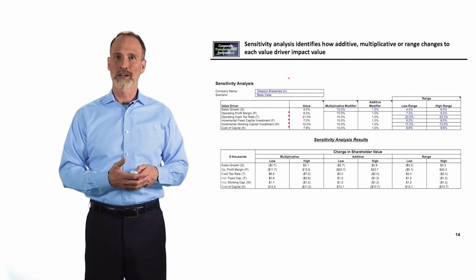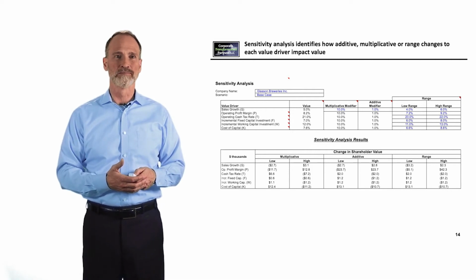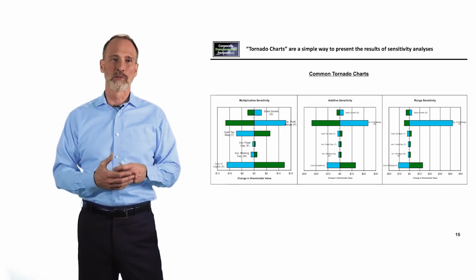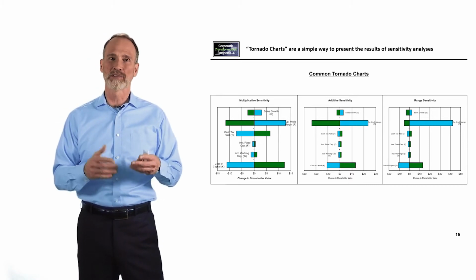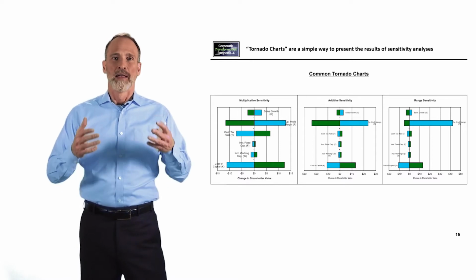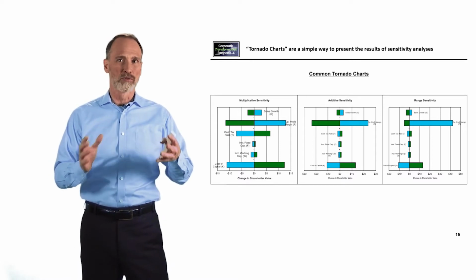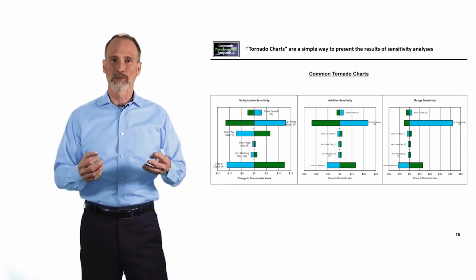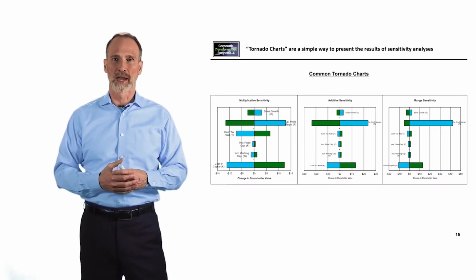Let's take a look at what kind of company we're dealing with, Gleason. What we see on the left is the multiplicative, in the middle is the additive, on the right is the range. Well, they all basically say the same thing. This is a company that's much more like a grocery store than it is a jewelry store. Changes in profit margins have a big, big impact on value.